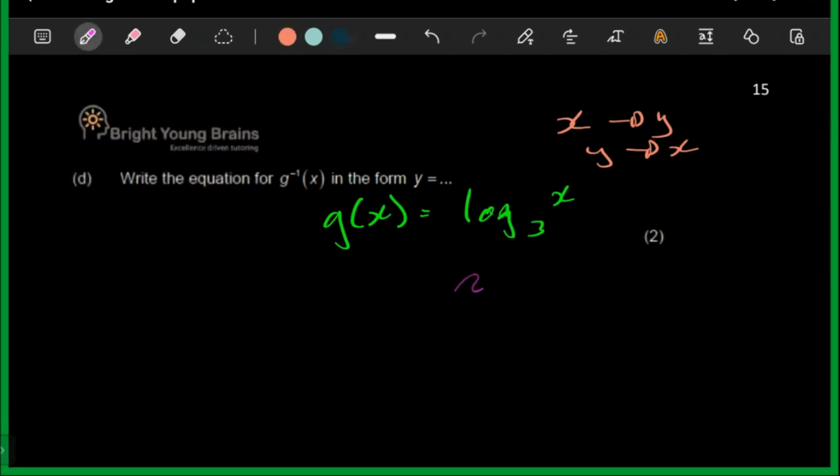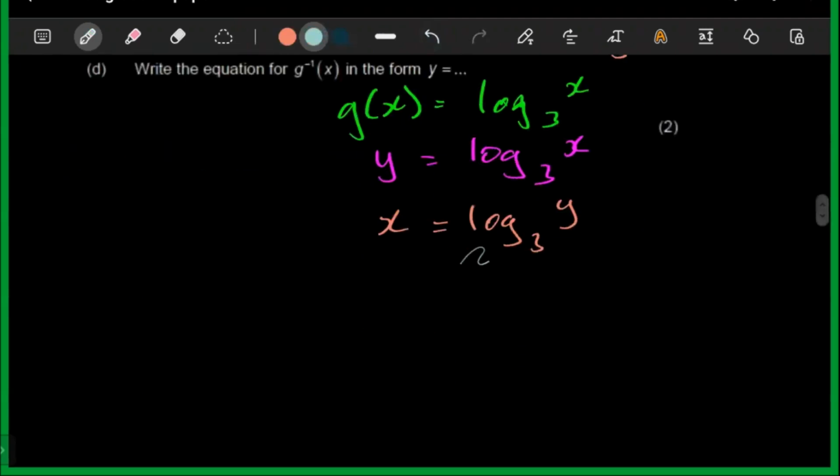we know that originally this is what it looks like, without any doubt. So in this situation, you're going to swap the X and the Y. So X becomes Y, Y becomes X. With that being said, I need to isolate Y. To do that, we consider this a base and this an exponent. There's your equation. You can maybe write Y first. There you go. That's your inverse for 2 marks.